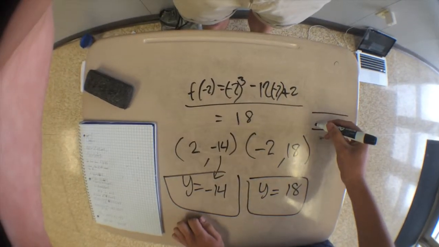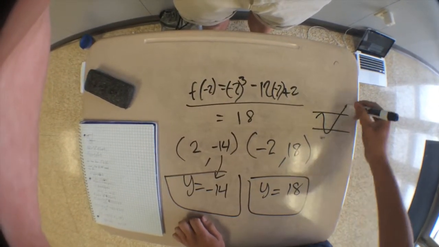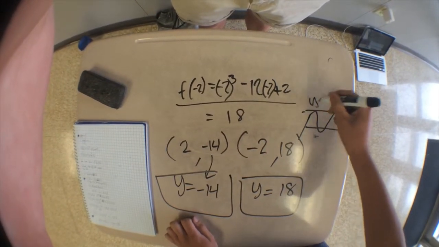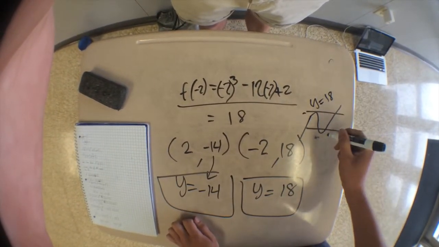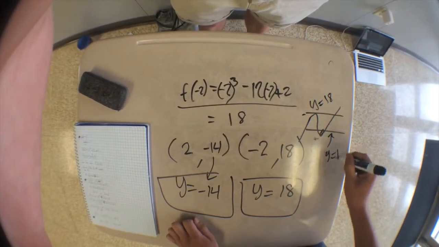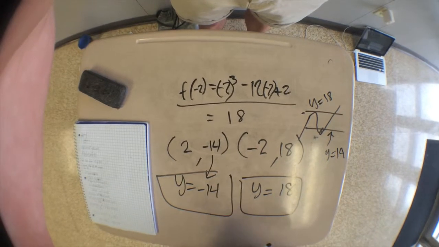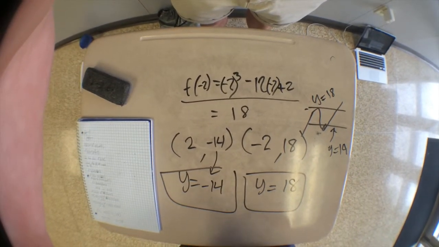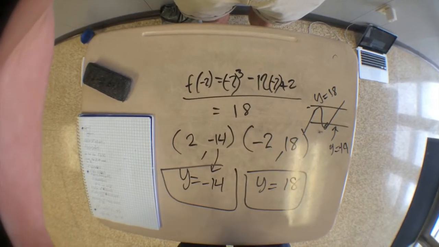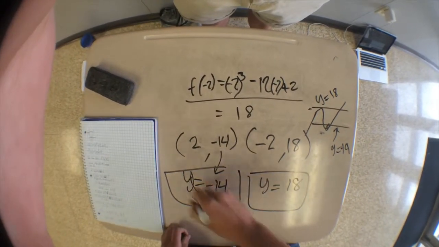If we plot it over here, let's say this is our curve, then this line here is y equals 18, and this line here is going to be y equals negative 14. And that's your math. You're welcome. Other than that, that's pretty much it. Bam, math.